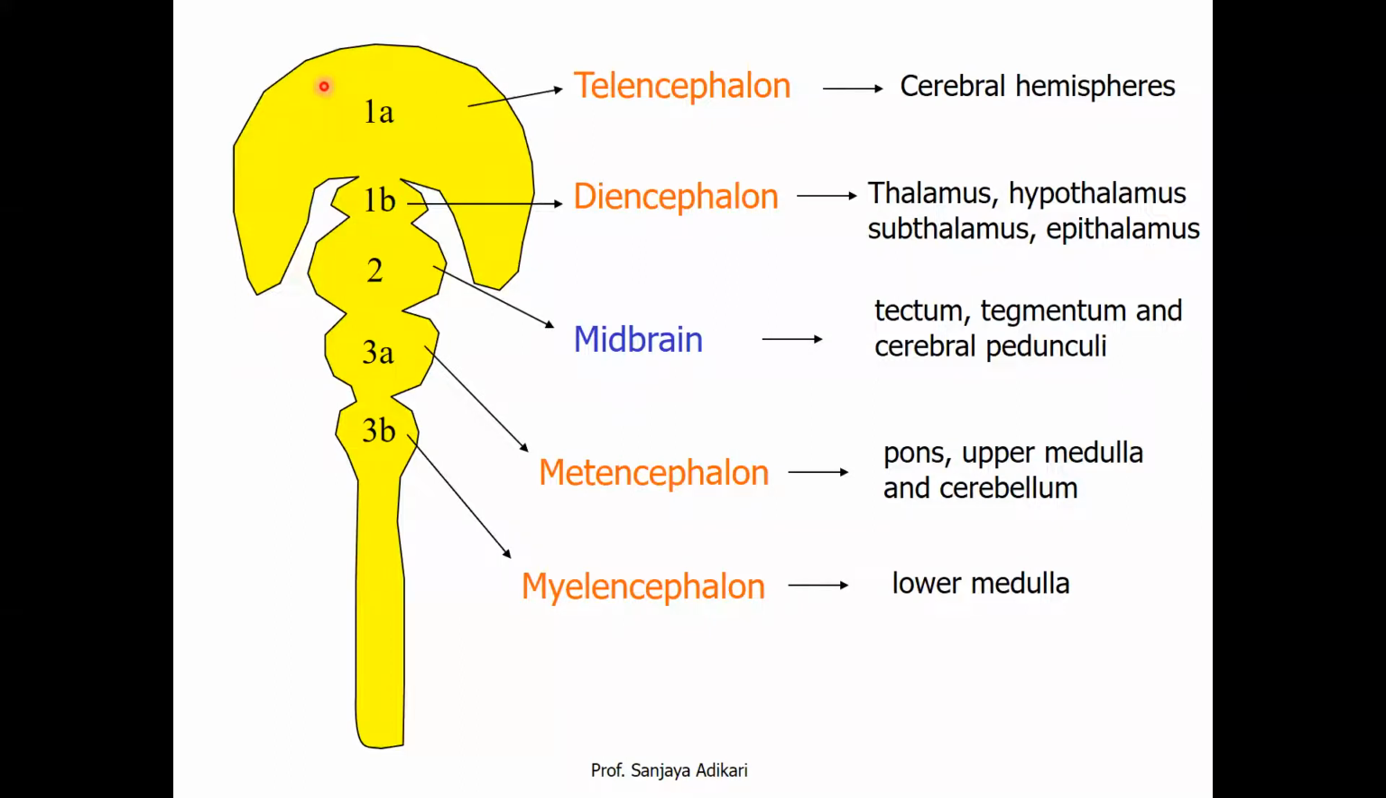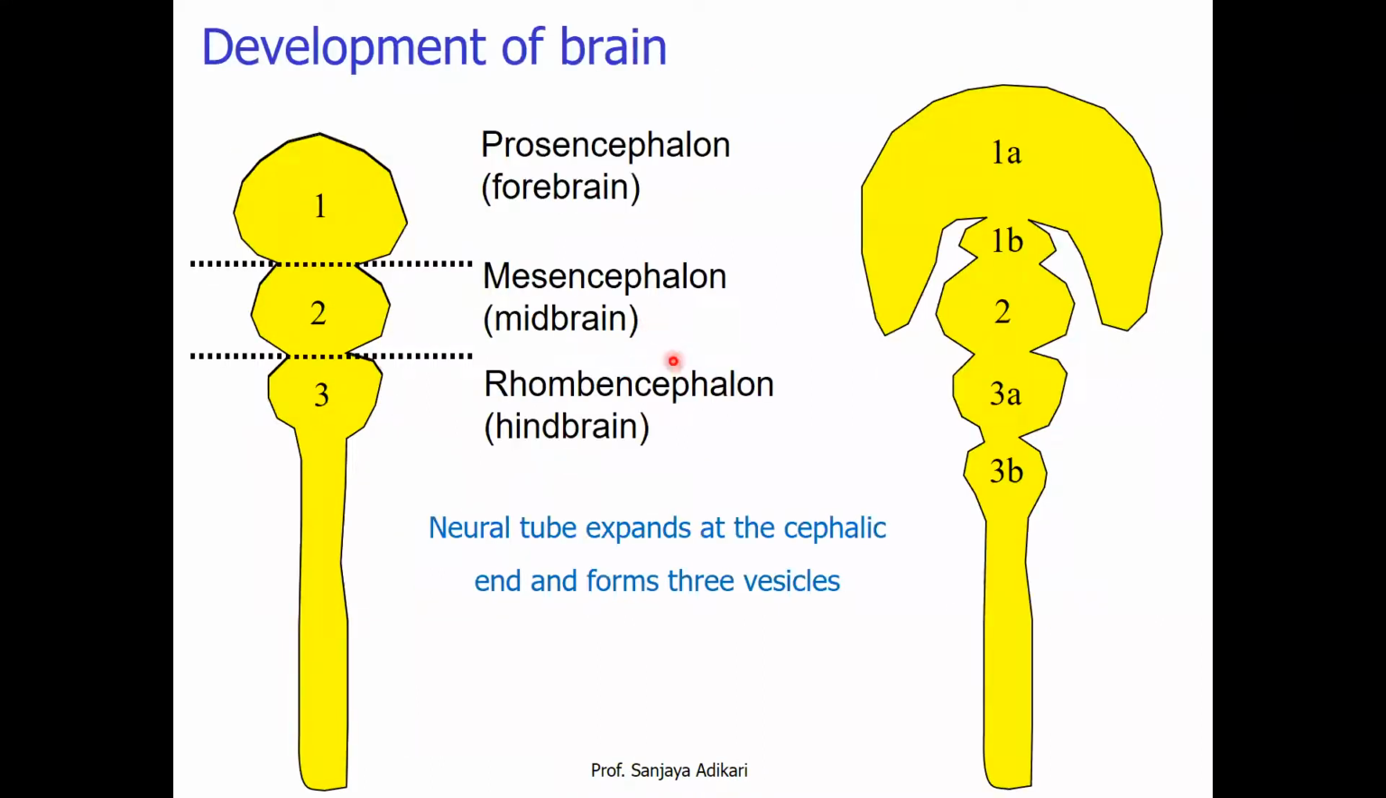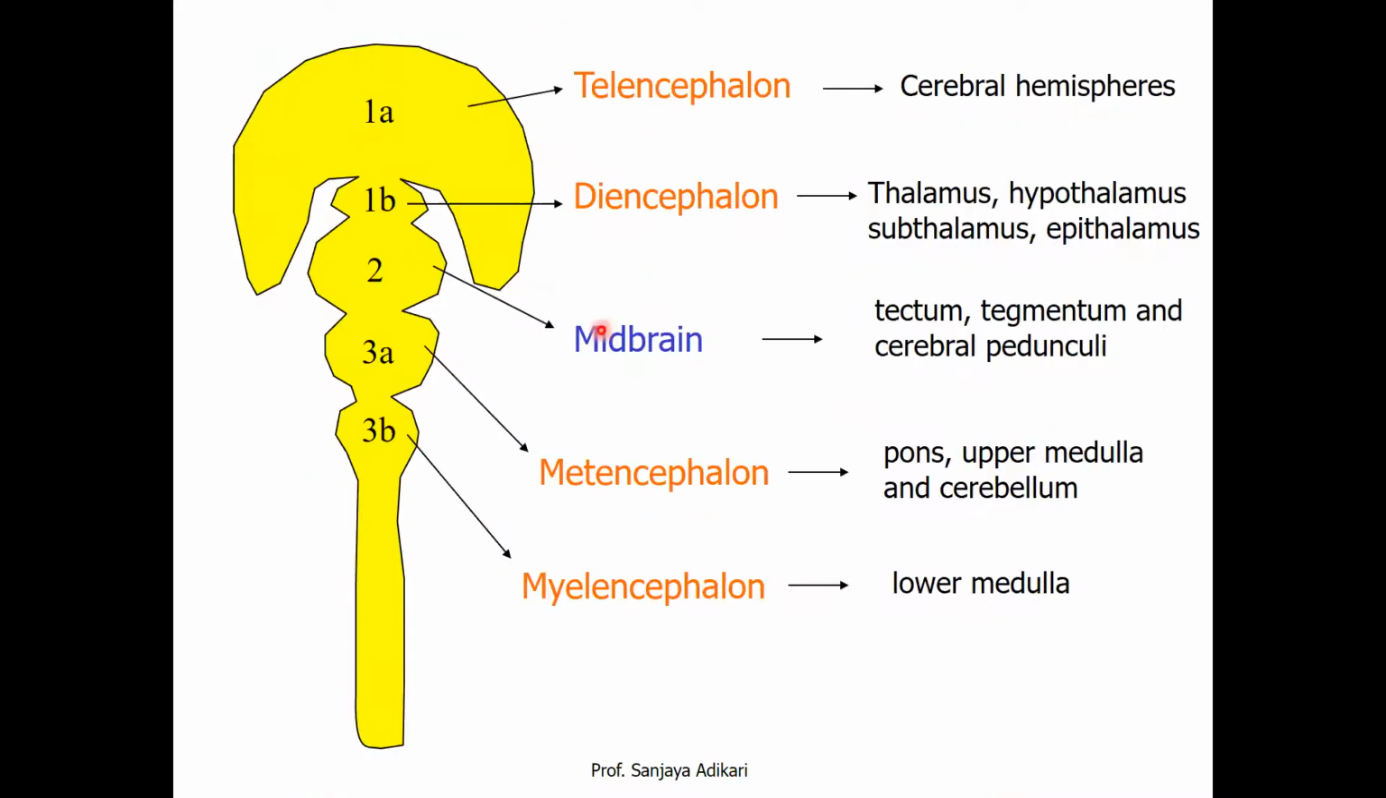I think you can understand it. Then, as I said before, the midbrain vesicle, the same name. The midbrain vesicle here gives rise to the midbrain that you have learned in your structure. Midbrain has its parts. I'm not going into details of that: tectum, tegmentum, and cerebral peduncle, crus cerebri.